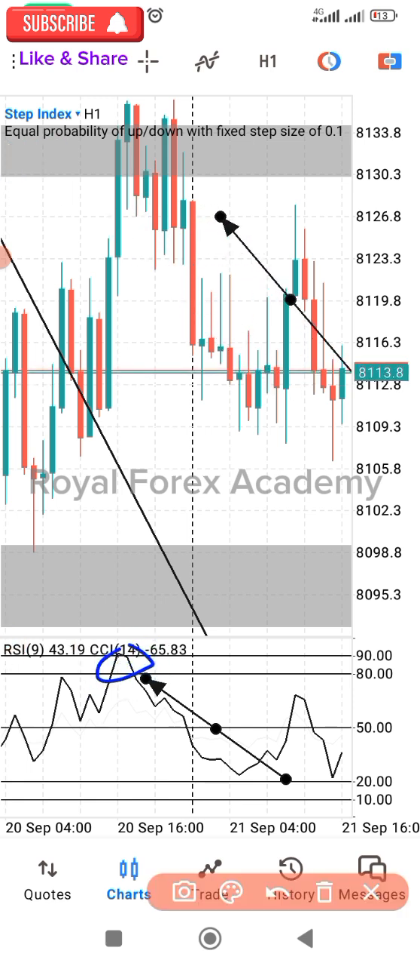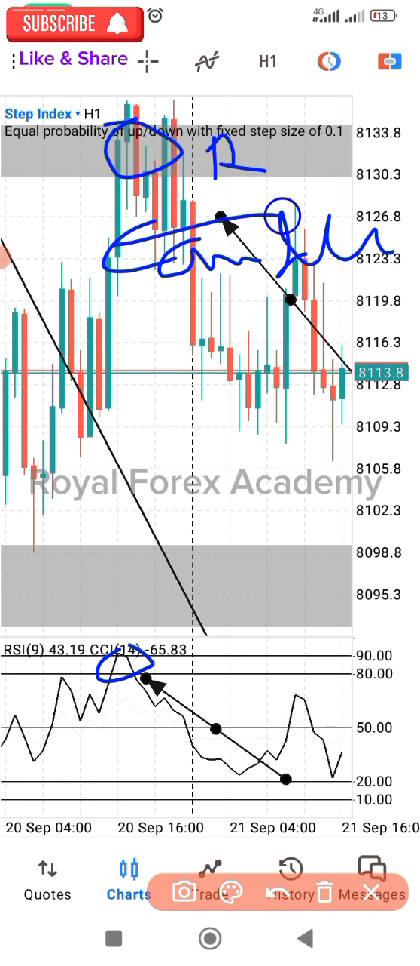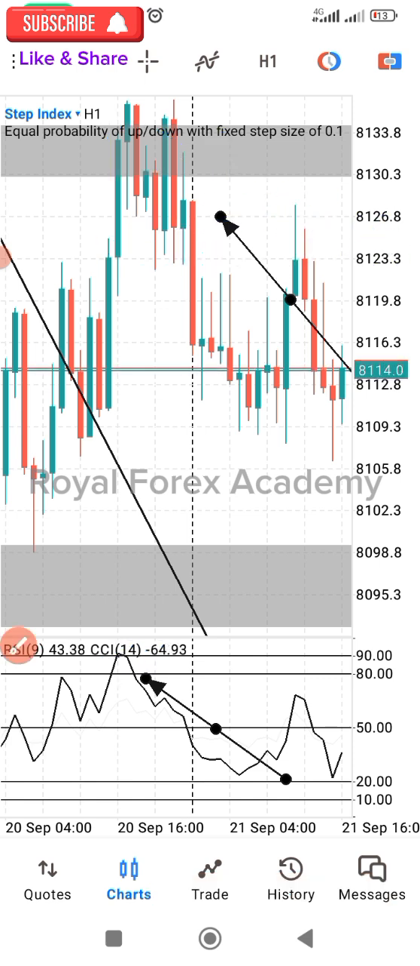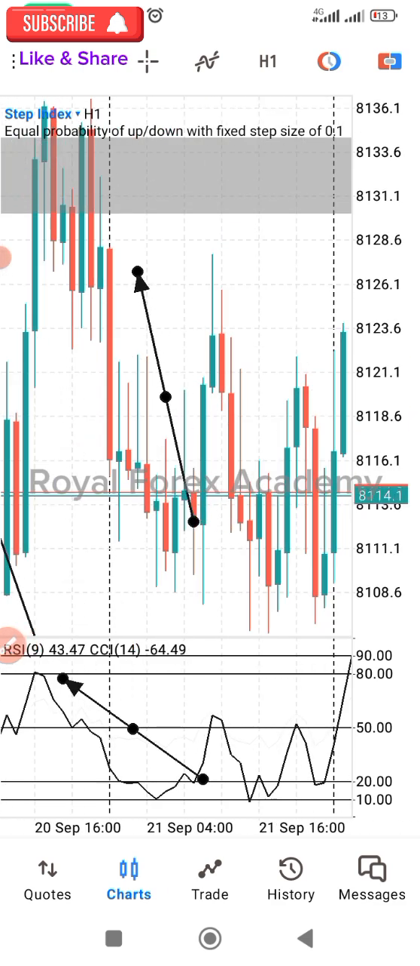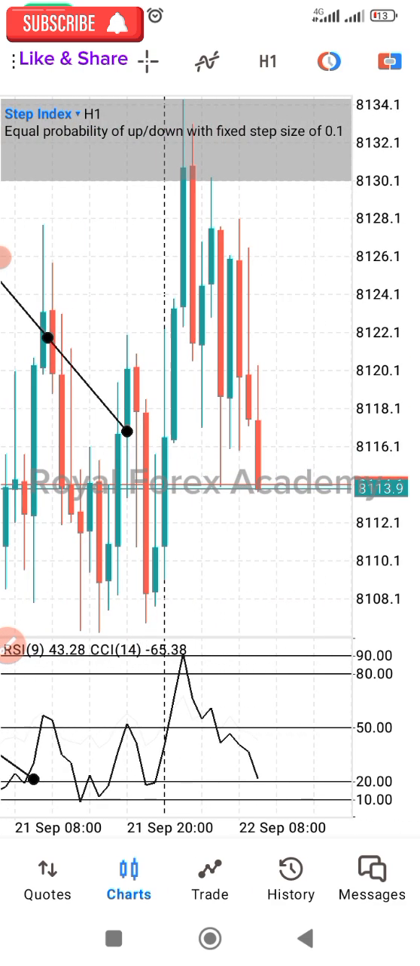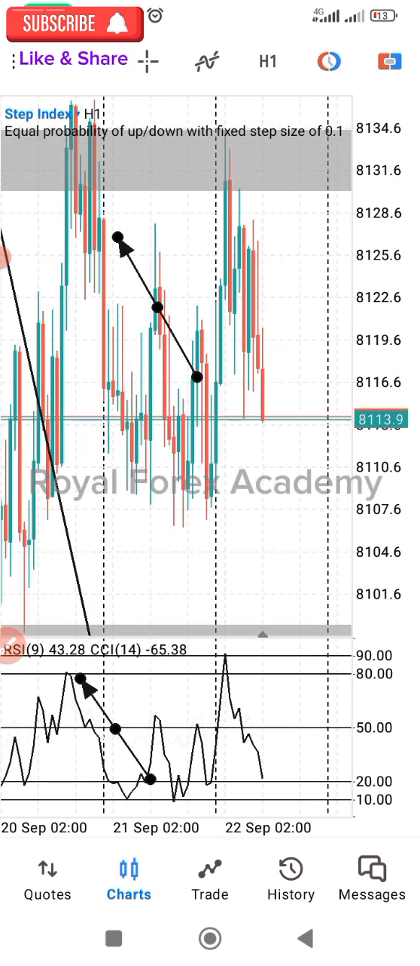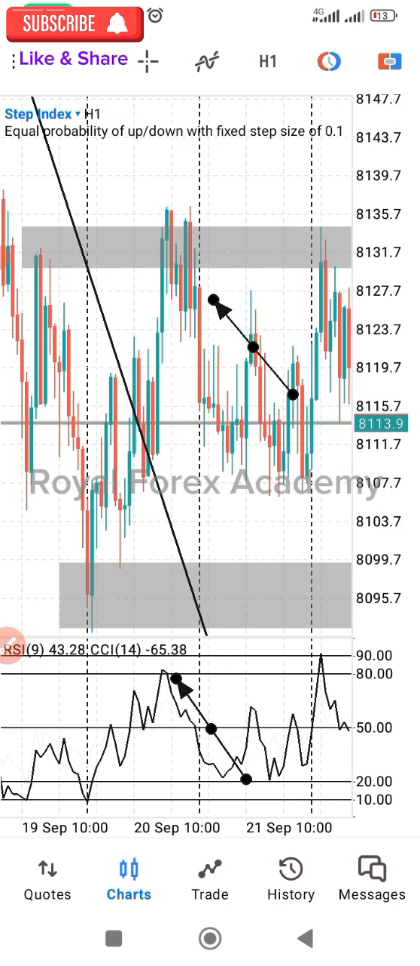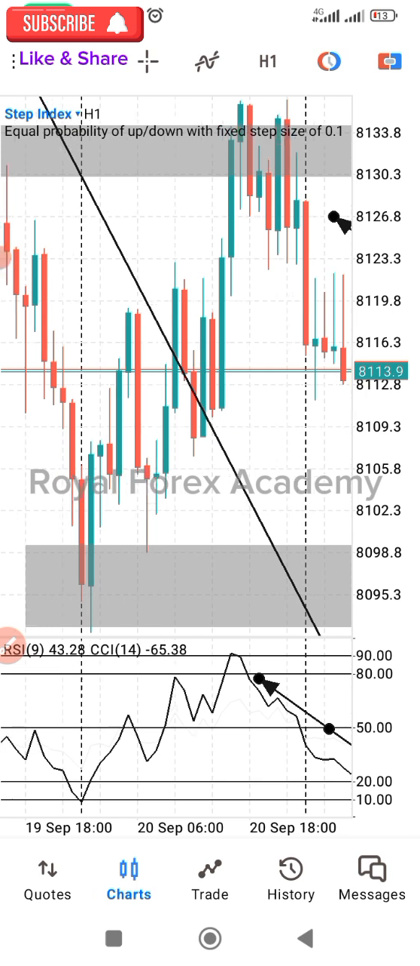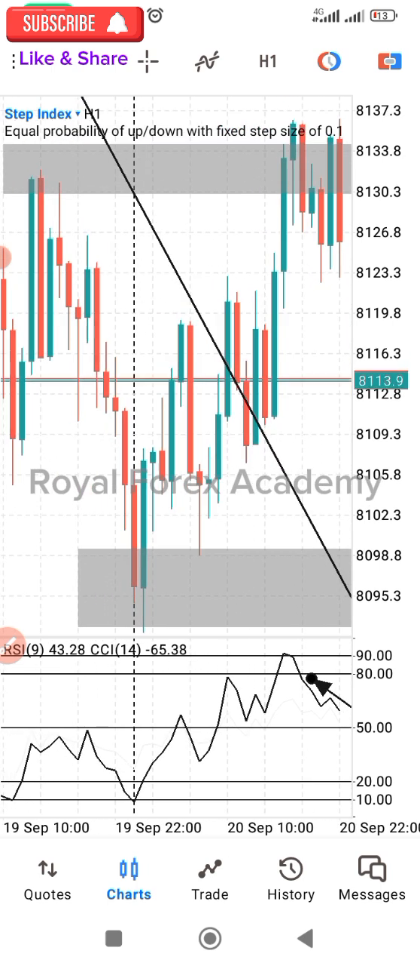So we have this and we have resistance here. These are resistance and we have this candle formation. That is our entry trigger. So we are selling from that zone and our stop loss is above that particular zone. So that alone is a trading strategy.